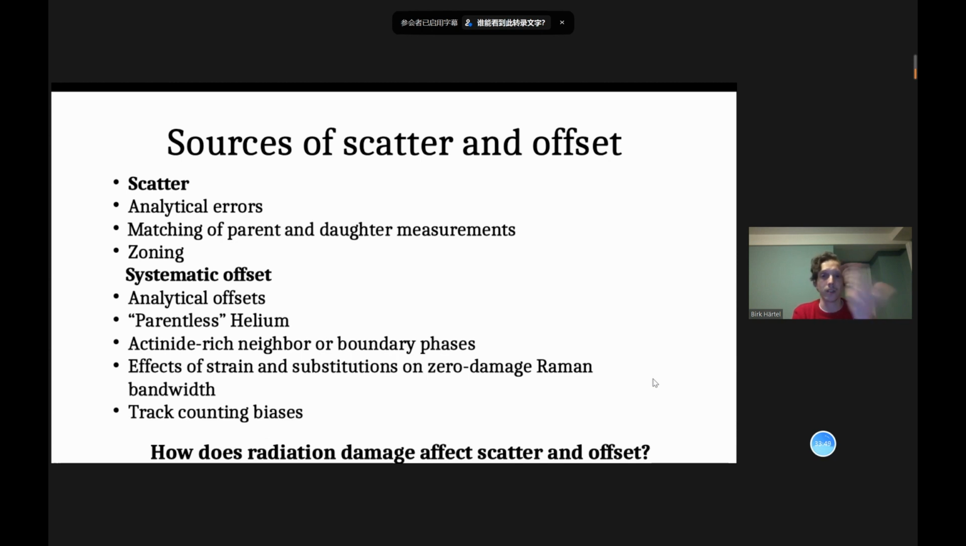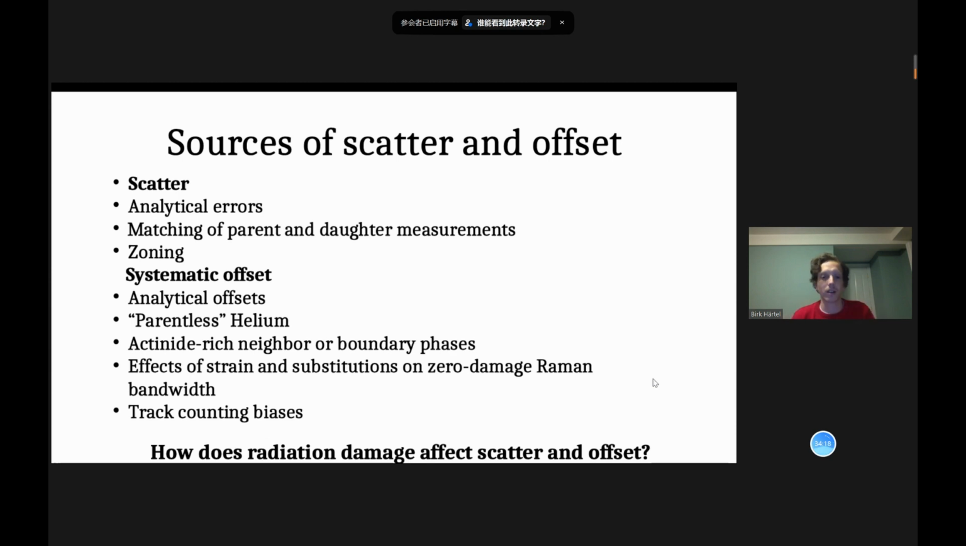For example, in helium dating, we can have some problems with alpha ejection correction, which may be strongly inaccurate or vary a lot between different grains. And for the systematic offsets, we may have in helium dating something like parentless helium, so helium that does not come from the mineral itself, but that was implanted, maybe from an inclusion or maybe from outside the grain.